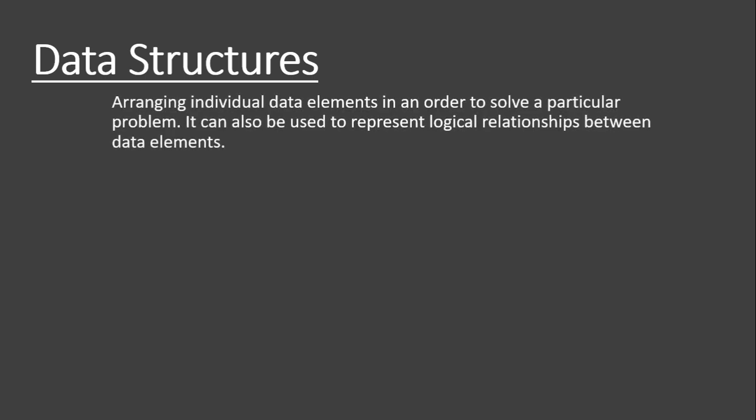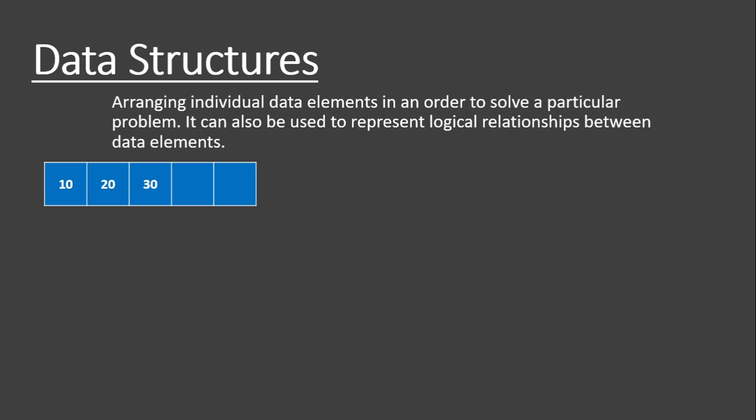Data structures, by definition, can be defined as arranging individual data elements in an order to solve a particular problem. It can also be used to represent logical relationships between data elements. For example, consider we have data elements 10, 20 and 30, and we can arrange them in a horizontal fashion like this using some of the techniques in data structures.